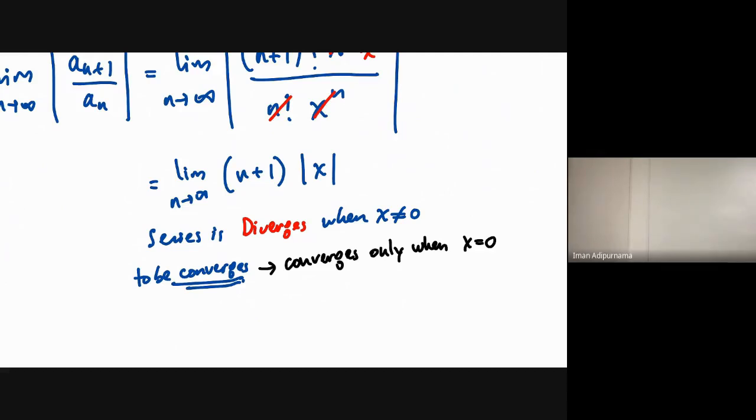If this is n, then this will be different, right? But because this is n, and n is going to infinity, but x is a different variable. And we consider the x to be dealt with first. So to converge, the only way is x should be 0. So all will be 0.